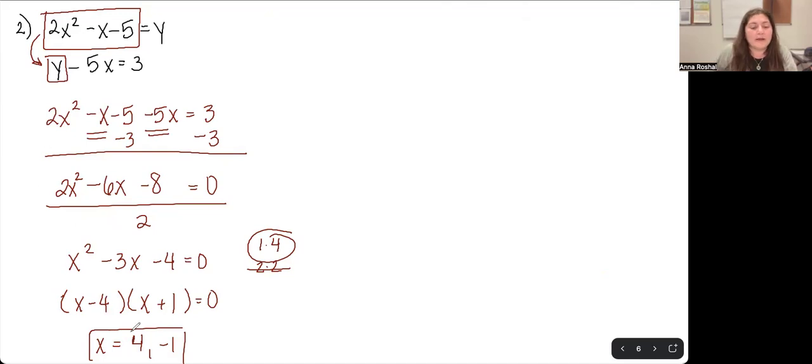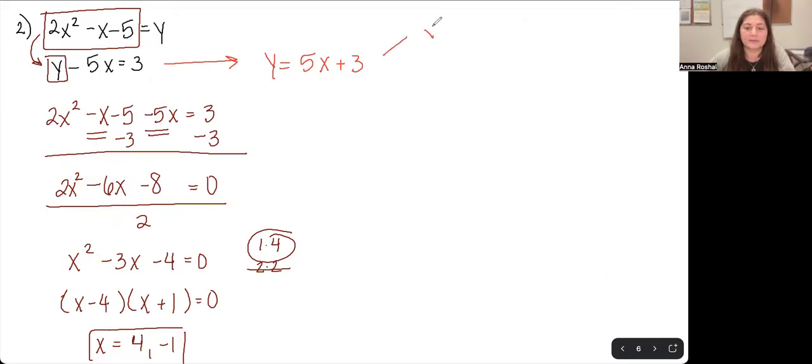So now that I have my x values, I need to plug them in to get the y. Frankly, this does seem to be nicer because I do have y on its own, but I really don't want to square things. So I'm going to change that equation to say y equals 5x plus 3. And then I'm going to plug each of these x's into this equation.